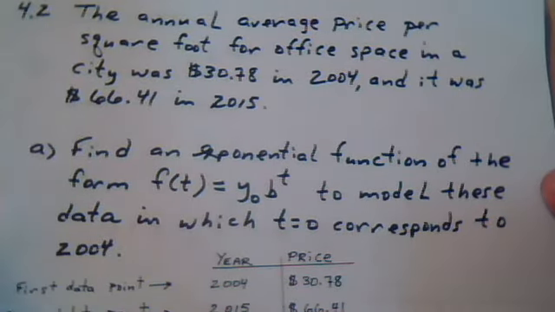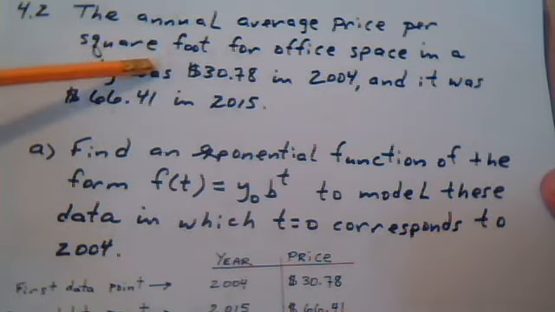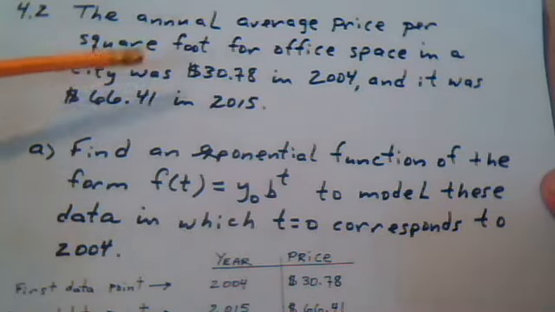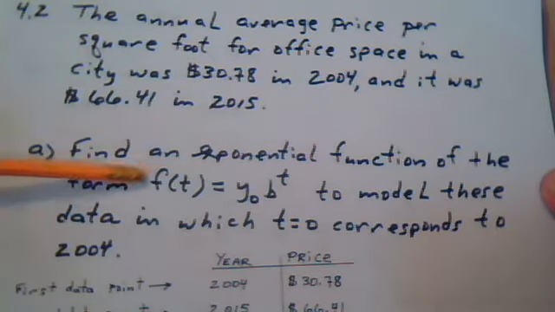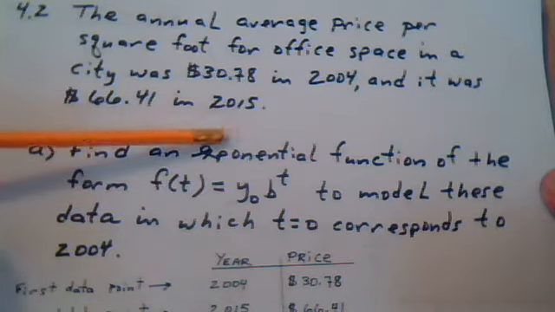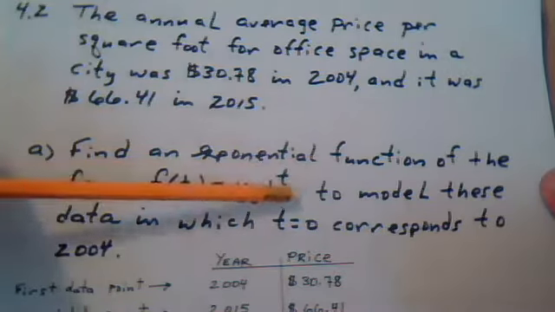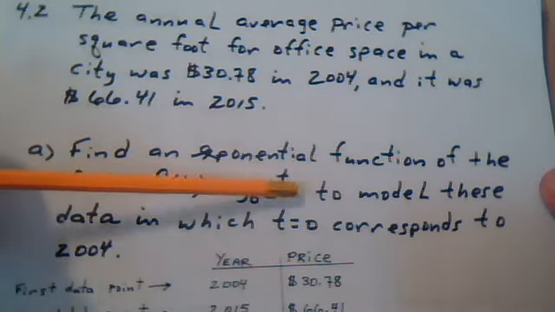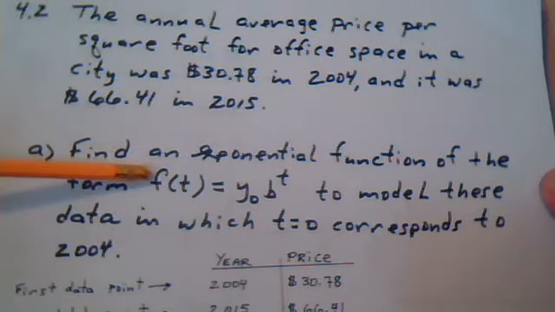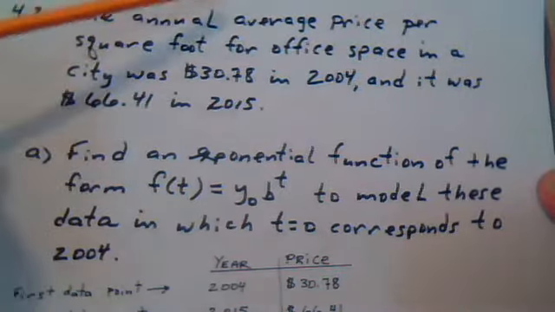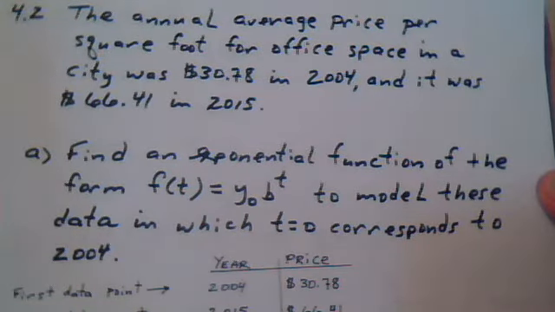So what they want us to do is to get this information and create an equation that has this form. When they say exponential function, they mean this form. The equation would look like this. Now the information, how do you use it to find what this equation should look like?